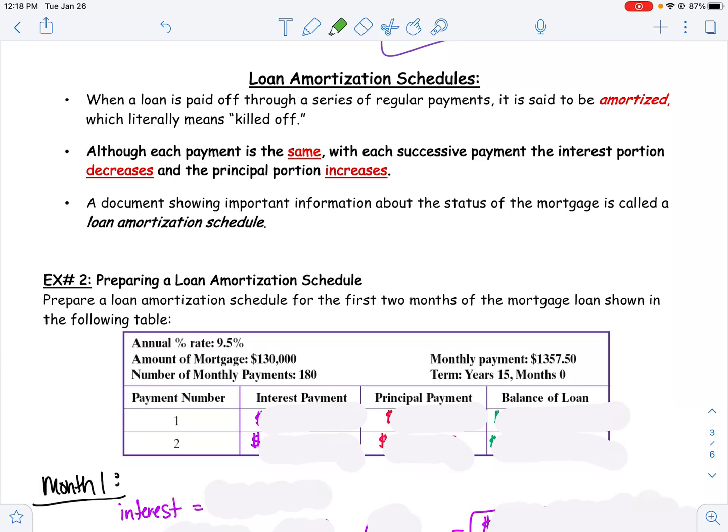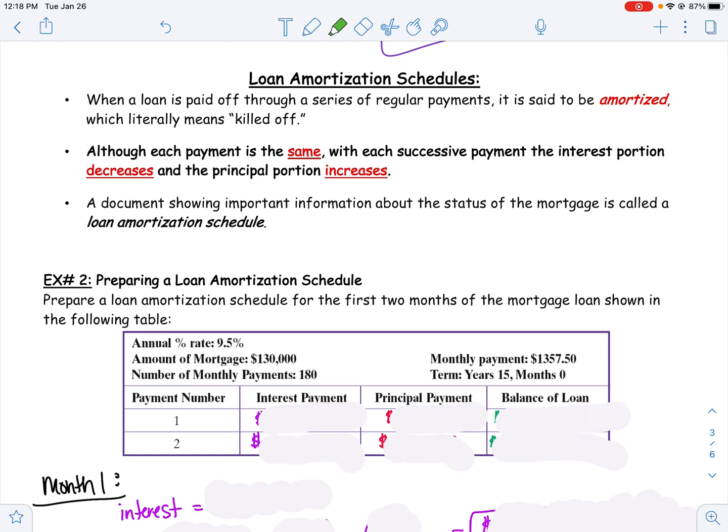All right, in this video, we're going to talk about loan amortization schedules. So when a loan is paid off through a series of regular payments, it is said to be amortized, which literally means to be killed off. Although each payment is the same, every month you send the same exact monthly payment to your mortgage broker, with each successive payment, the interest portion decreases and the principal portion increases.